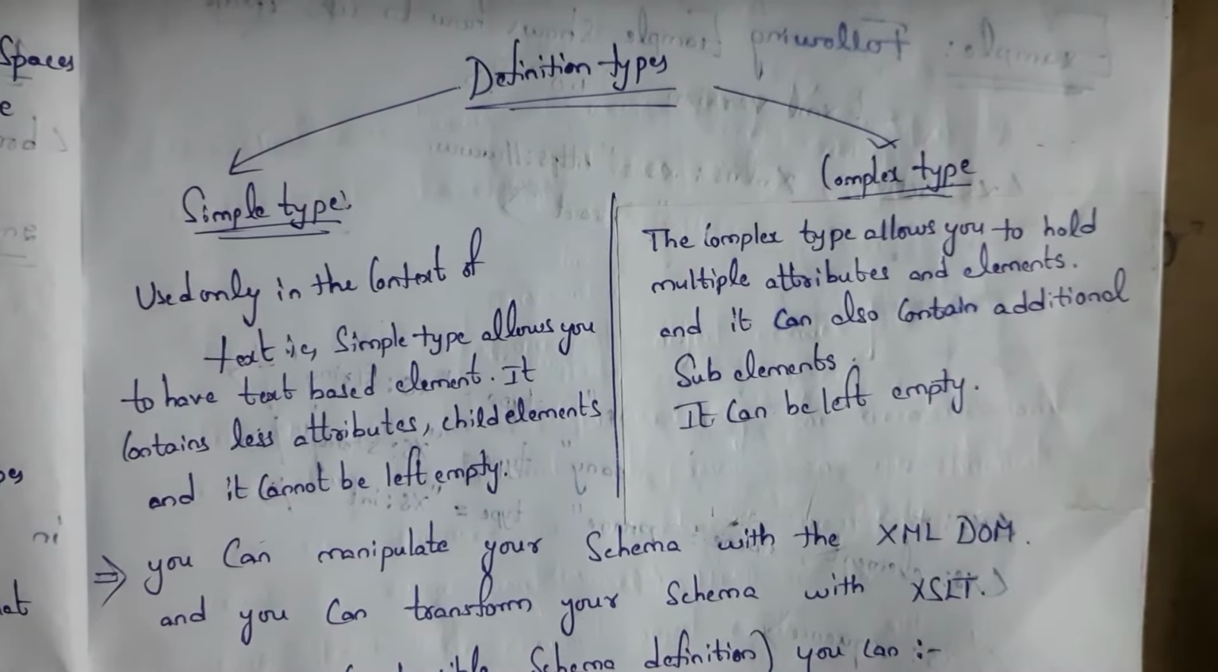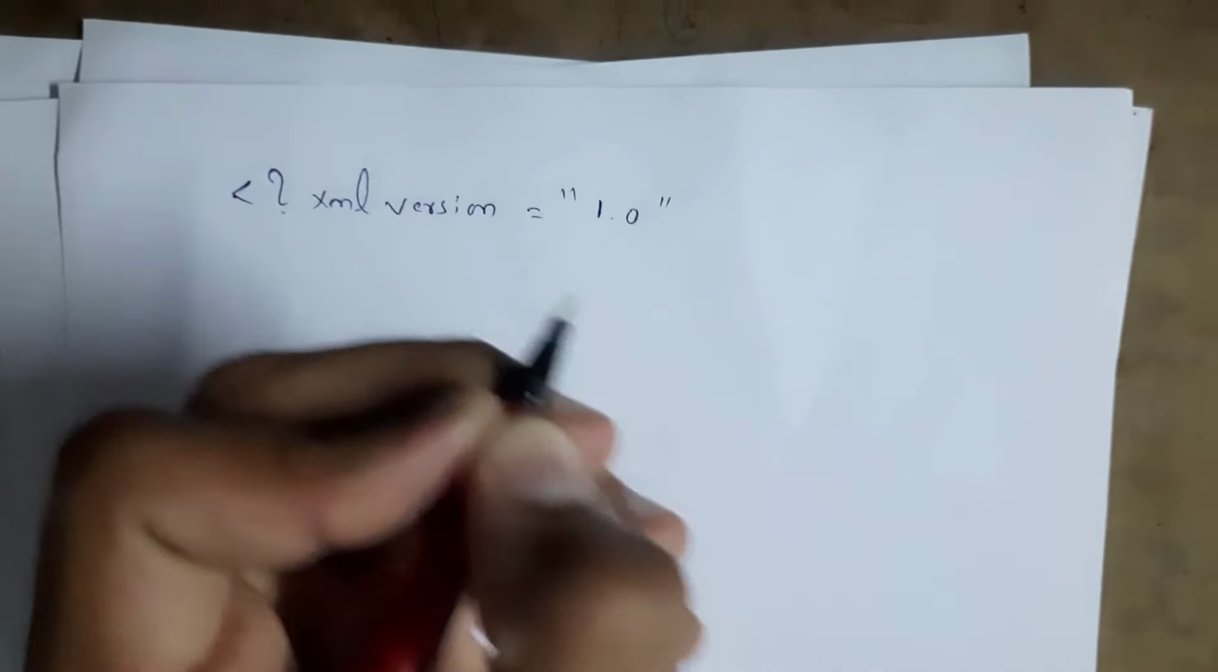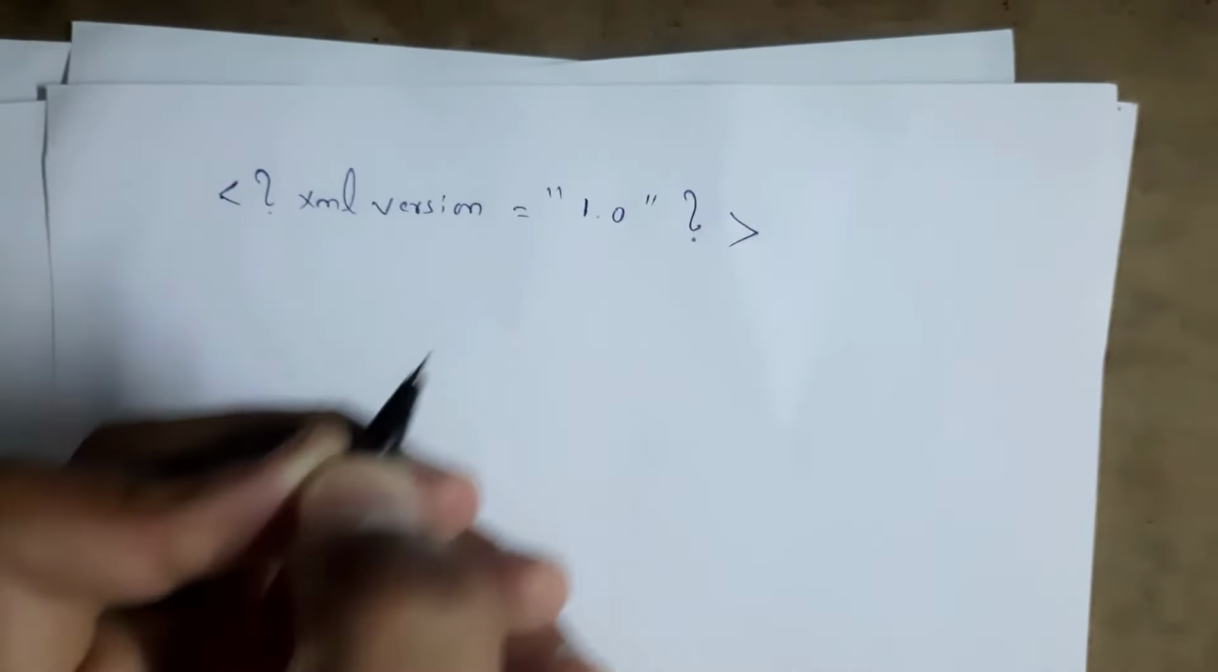First one is simple type and next one is complex type. Now I will write a program of XML schema. Open bracket, question mark, XML version is 1.0. This is the current version of XML, and question mark, close angle bracket.